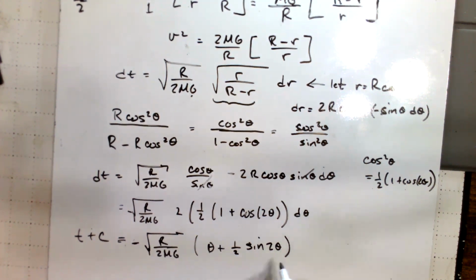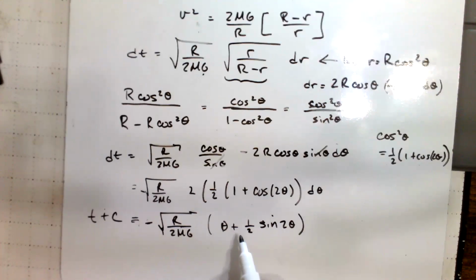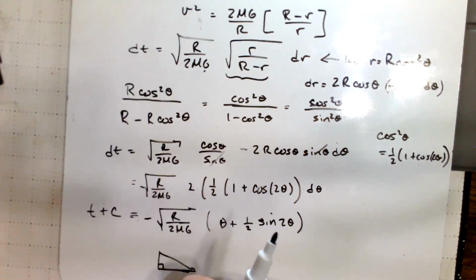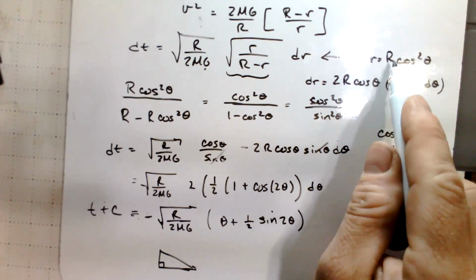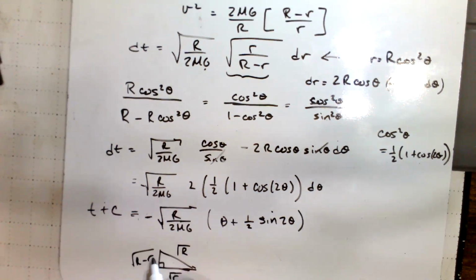All right. So now our integrals in terms of thetas, I need to get rid of those. Going back to our original result, we had that r over R is cosine squared. So the hypotenuse here is the square root of R. The adjacent side is the square root of little r, which means this squared minus that squared, and the square root is going to be the opposite side.